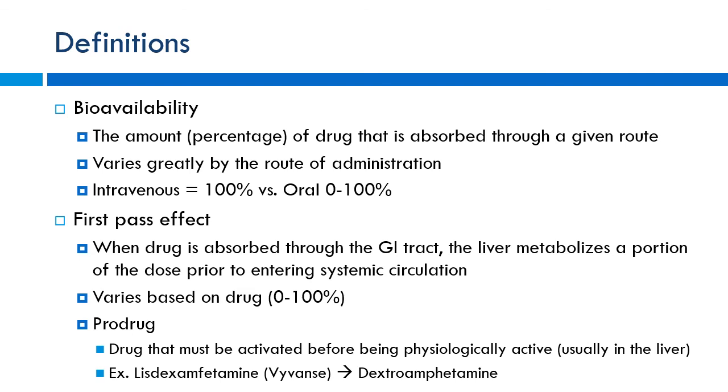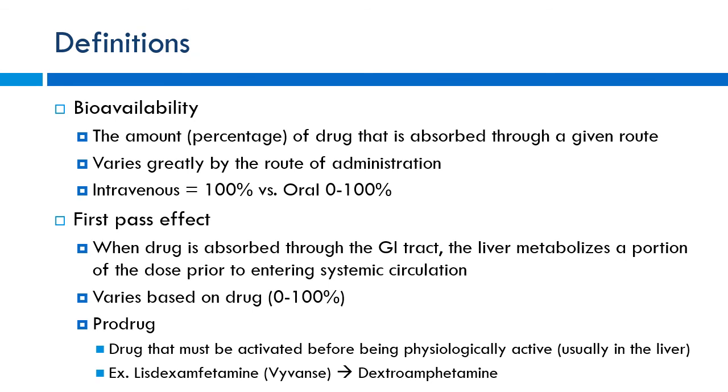Okay, some other terms we'll talk about. One's called bioavailability. This is the amount or percentage of drug that gets absorbed through a given route of administration, right? This can vary greatly depending on the route, and we'll talk about routes in a few minutes. For instance, intravenous: if I inject a drug directly into your veins, how much of that is in the central circulation, in the bloodstream? 100%, right? So that's a very easy way to get 100% drug into the system.